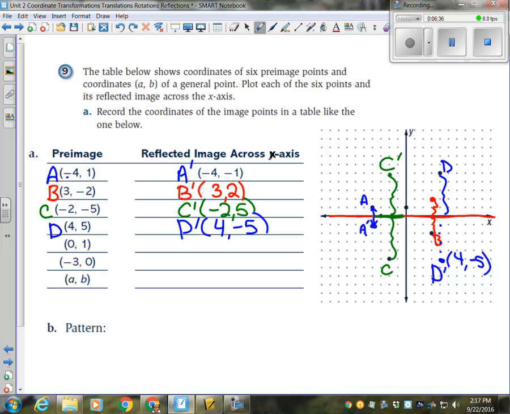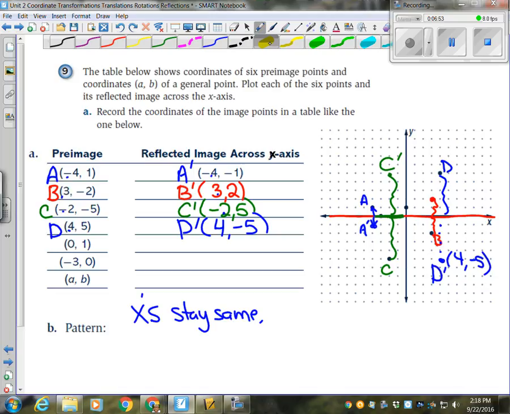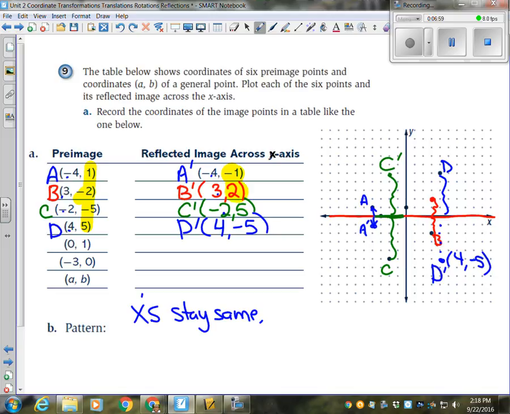I hope we have done enough points that you kind of see a pattern. The X's, all 3, 3, negative 2, negative 2, 4, 4. It looks like the X's stayed the same. So I'm going to jot that down. This time my pattern is that the X's stay the same. All right, but what else happens? What happens with the Y's? I go from 1 to negative 1, from negative 2 to positive 2, from negative 5 to positive 5, and from positive 5 to negative 5.